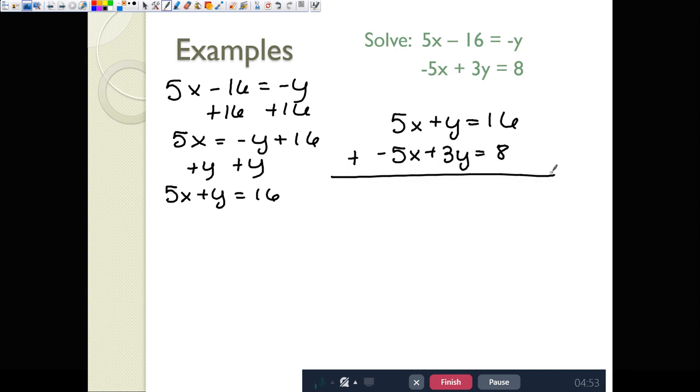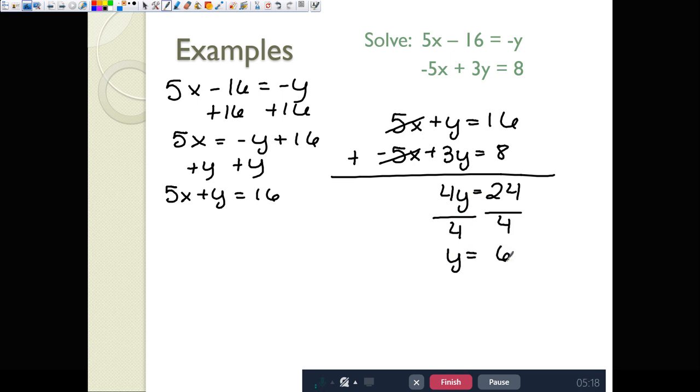So 5x plus negative 5x, or 5x minus 5x, is 0. So those cancel out. y plus 3y is 4y, and 16 plus 8 is 24. Then I'm going to divide by 4, and y will equal 6.